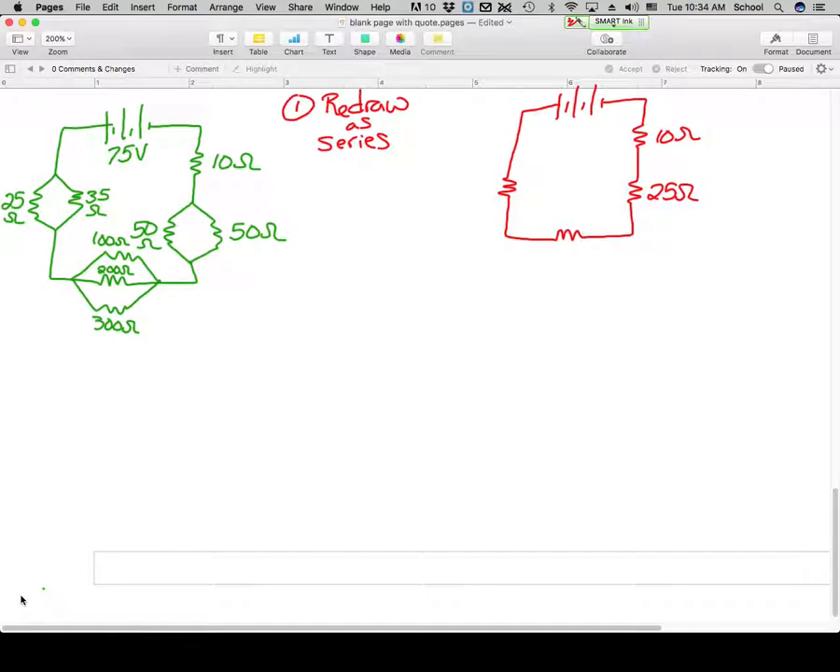Now if I have a 100, a 200, and a 300, that's harder to do in your head, so we'll just use a calculator. 100 to the minus 1 plus 200 to the minus 1 plus 300 to the minus 1, all to the minus 1. And now we get 54.5 ohms, that resistor's equivalent. Then we take 25 to the minus 1 plus 35 to the minus 1, all to the minus 1, and this one becomes 14.6 ohms.